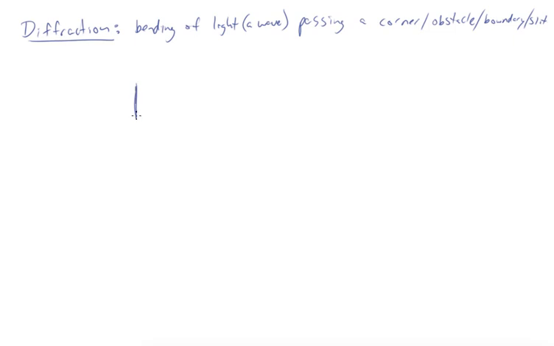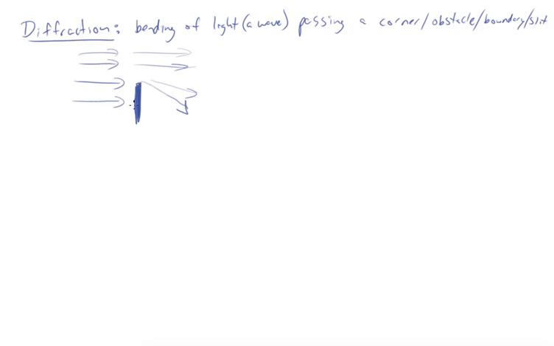So the first thing is, let's say I have a corner here. This is my corner, and I have waves coming in like this. And what happens is these ones up here keep going straight, but down here these bend, and you get this bending of light as it goes around a corner.